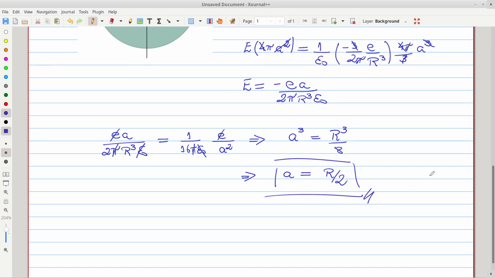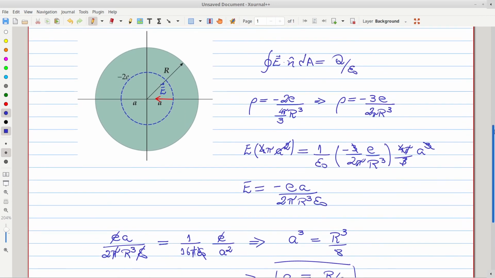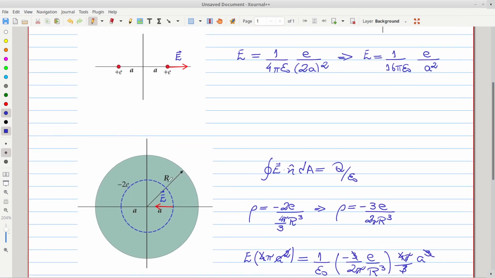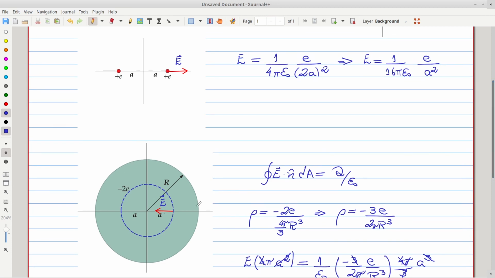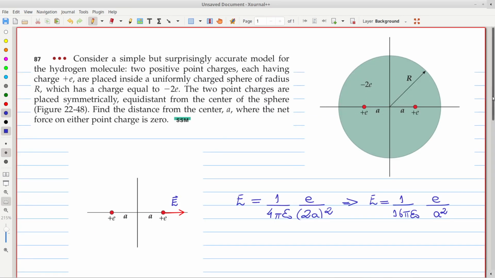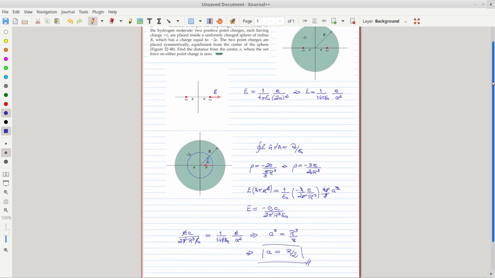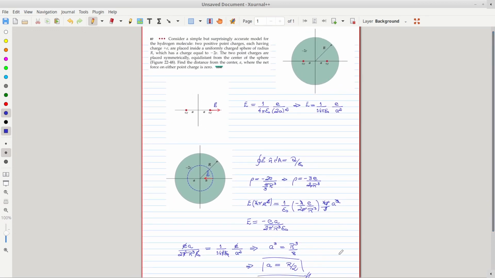Here we have our answer to the problem. We simply consider that the sum of both fields must be 0, so the magnitudes of the fields must be equal. And considering this, we find the solution that we wanted. So that's it. This is the answer of the problem. The problem is solved.